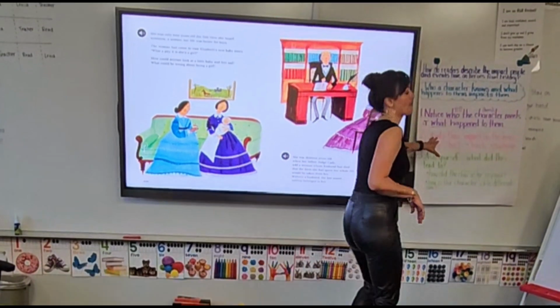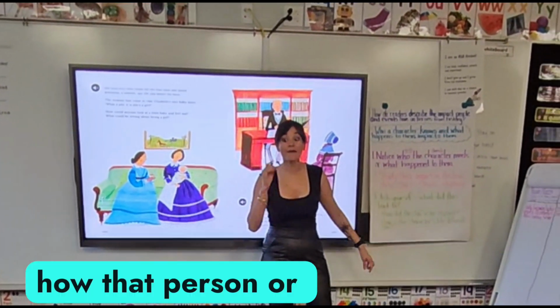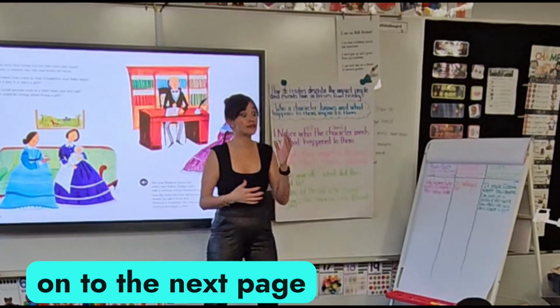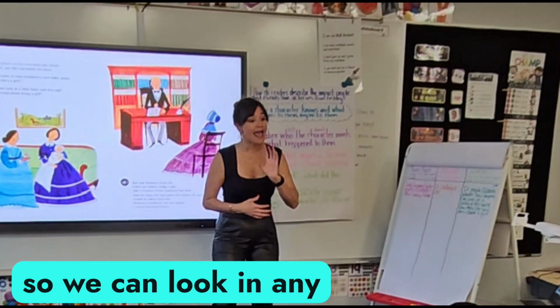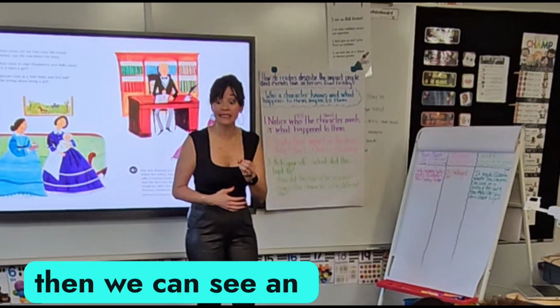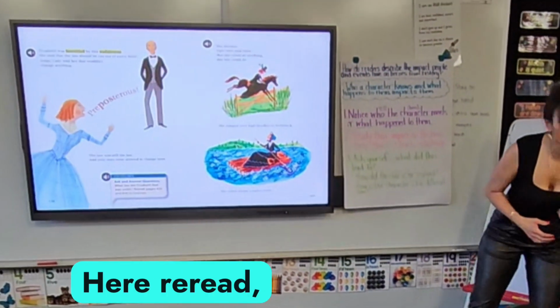Look at this chart. This chart says that you need to study how that person or event impacted her. Now I'm going to go on to the next page so we can look. In any way that Elizabeth was changed, then we can see an impact. So look in here, reread.